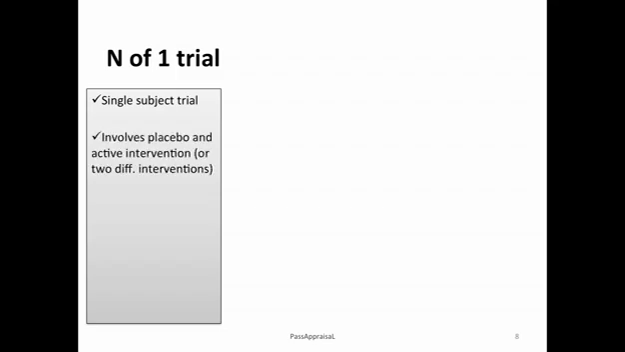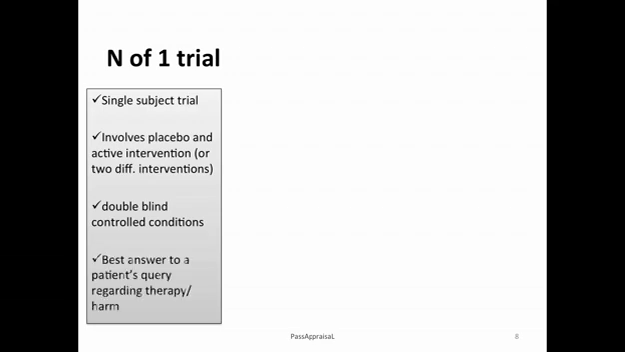Now, let us consider an N of 1 trial. As the name suggests, N stands for sample size. The sample size in this trial is just 1. That is, only one subject undergoes the trial. You can compare 2 different interventions in a single subject. You can do this under double-blind conditions, both clinician and the patient not being aware of the treatment that's being given. In fact, this is the best type of study to answer a specific treatment question for the patient that you see in your clinic.